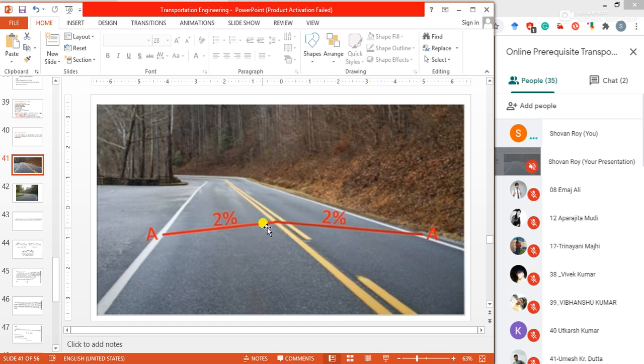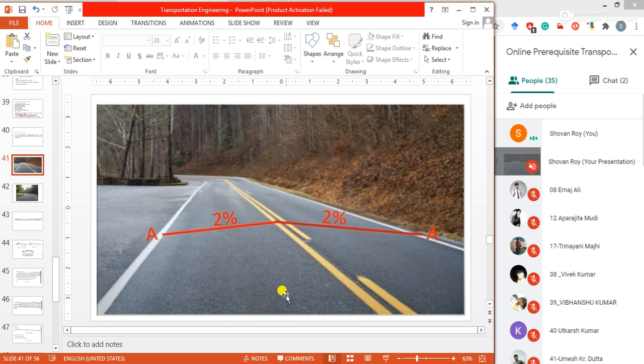And if we provide more vertical elevation, then this slope will be very steep. If we provide more elevation in the middle section or center line compared to the edge of this highway or edge of this pavement, then it is called steeper condition, very steeper condition.